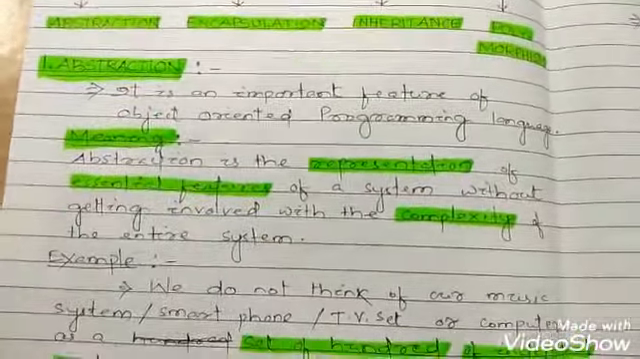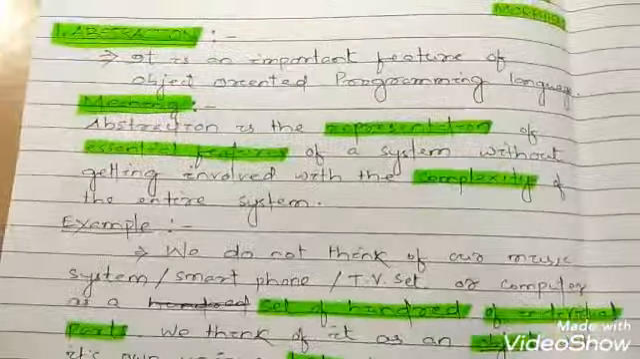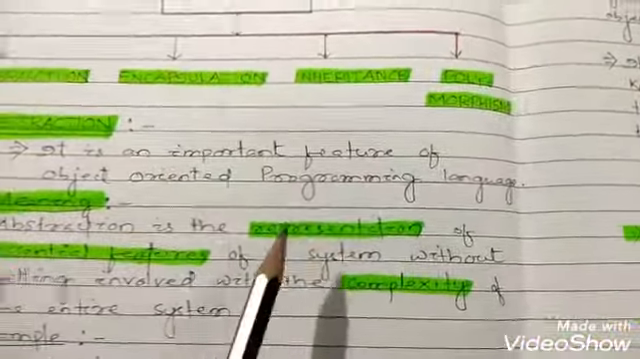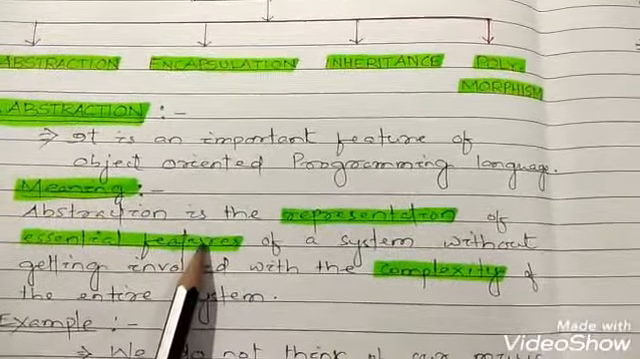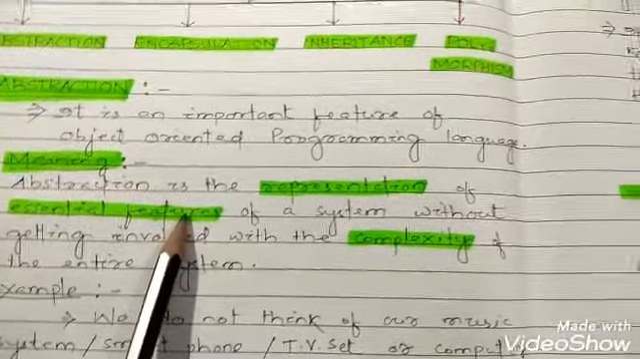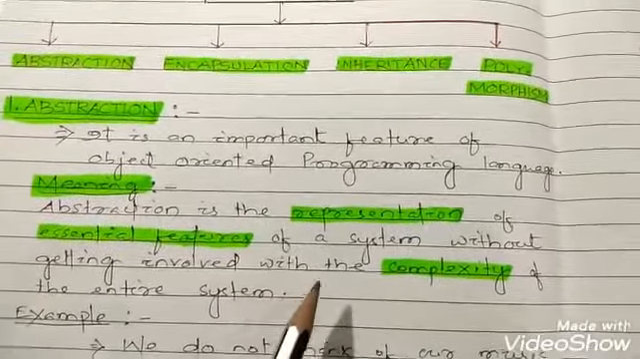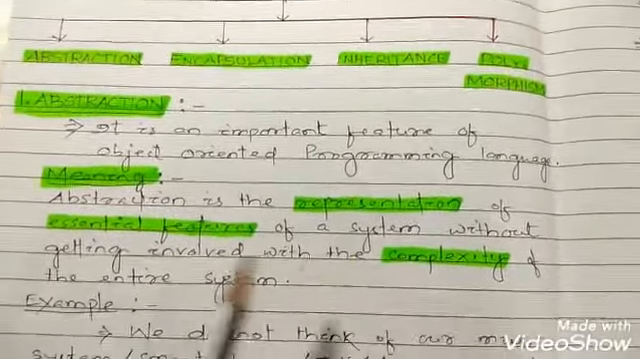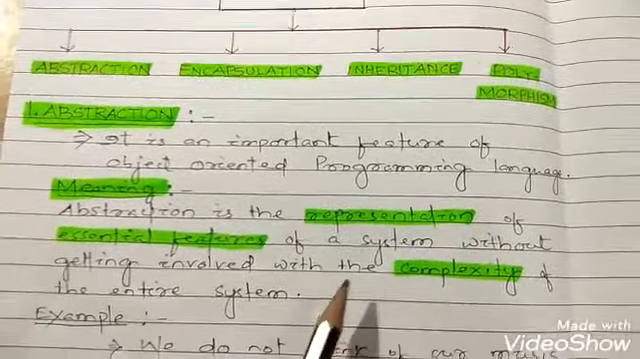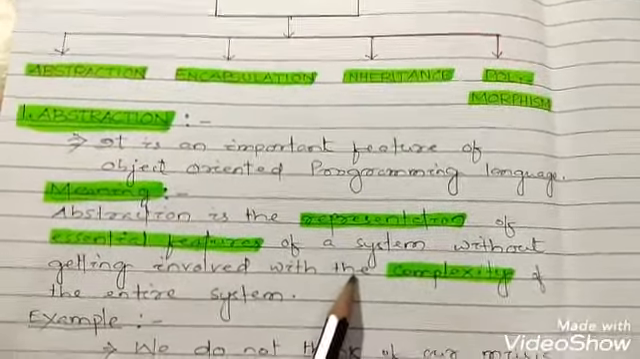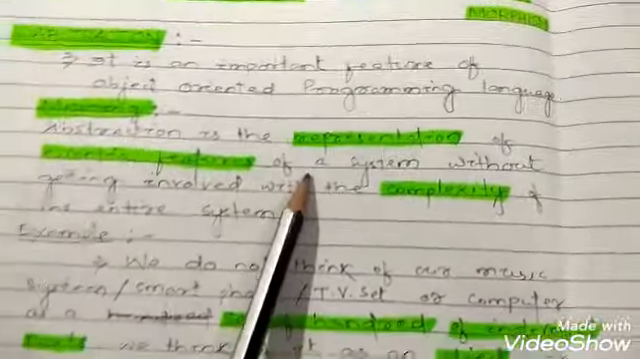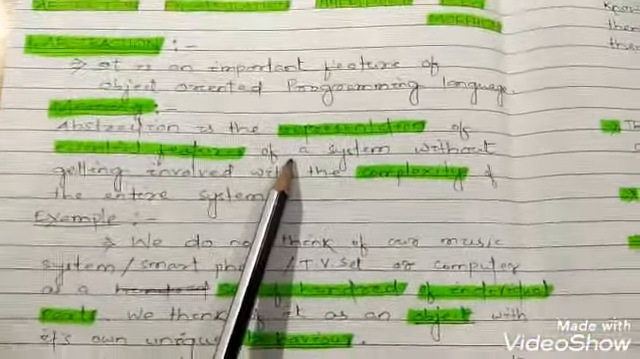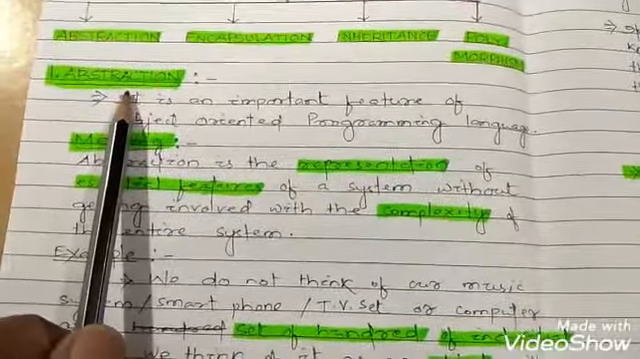Do you understand anything? That means abstraction helps us to represent only the essential features of a particular object or a particular class without getting involved with the complexity of that particular object or class. Okay, did you understand? Don't worry. With this example, definitely you are going to understand what abstraction means.